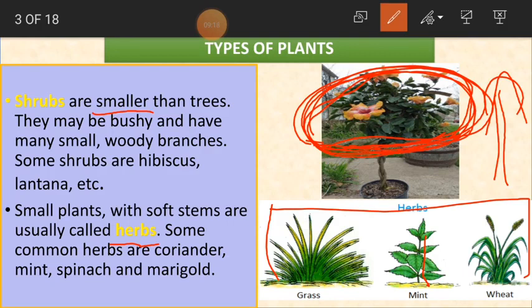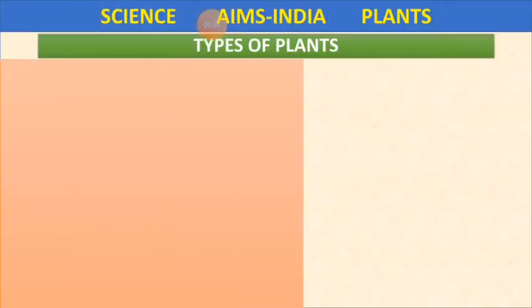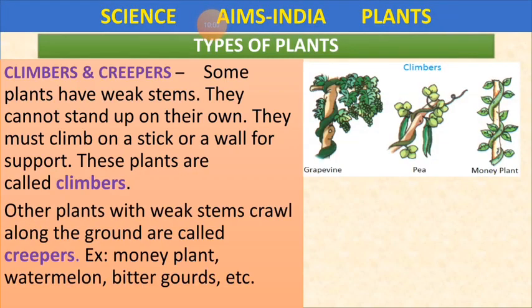They are very sensitive. If you hold the stem of these herbs very tightly, then that stem will break off. It will just break. That sensitive is the stem of these herbs. Understood, children? So shrubs are smaller than the trees, and these herbs are still smaller than the shrubs. Okay, clear? Then the other type of plants, what are they? Climbers and creepers.